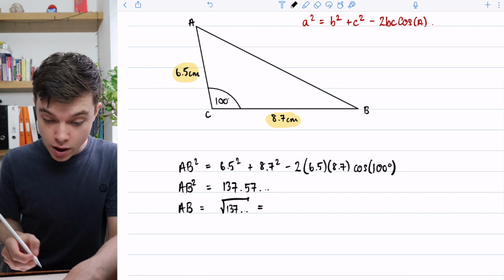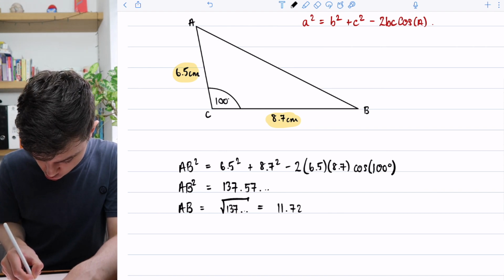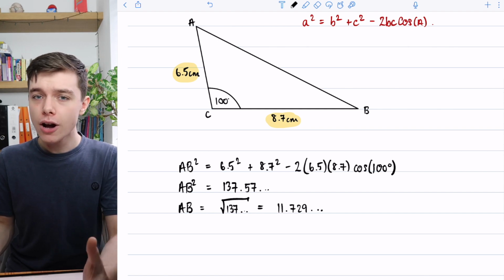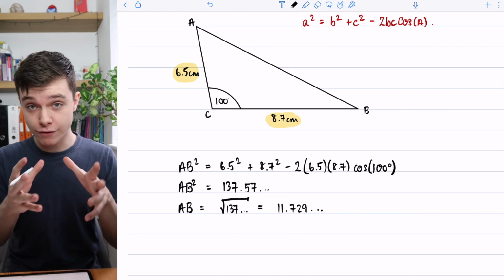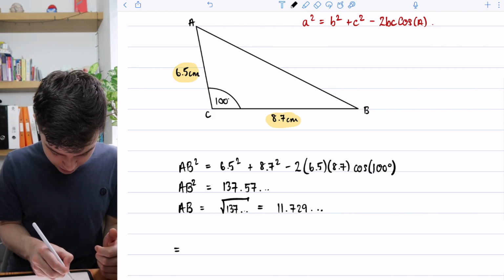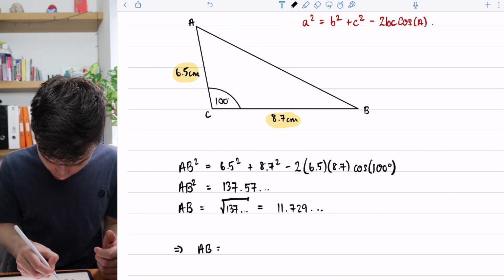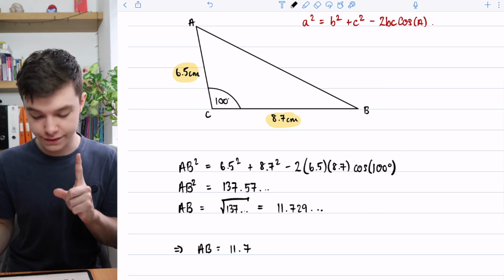And that gives you 11.729, and then more comes after that. But I'd always give your answer to 3 significant figures. That's what we generally do if we have not been specified what to give our answer to. So I'll do a little arrow. So AB is equal to 11.7. That is it to 3 significant figures.